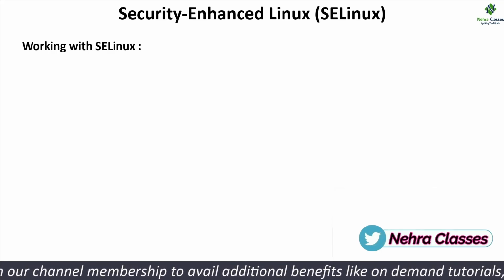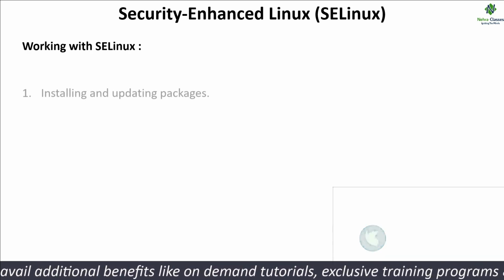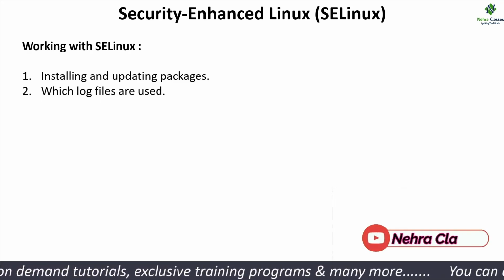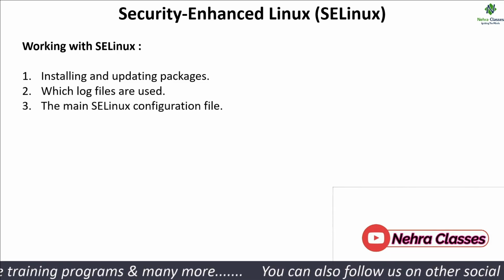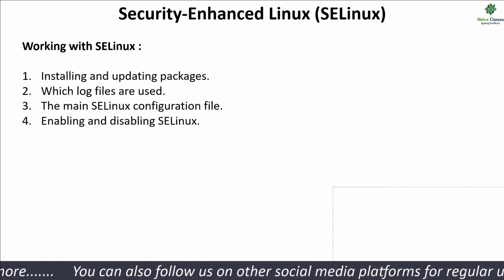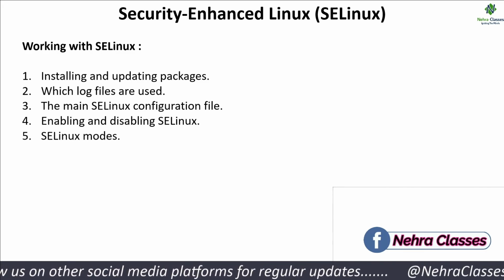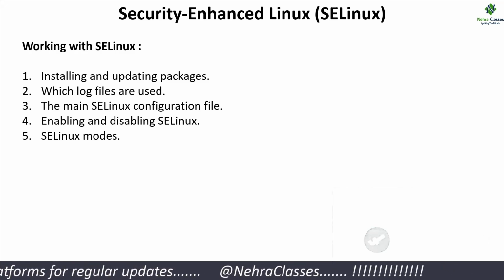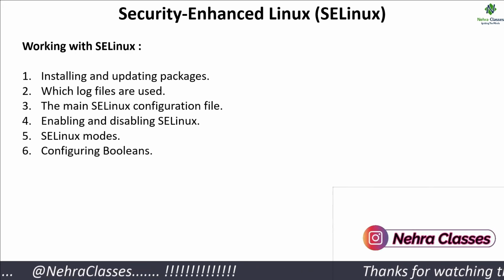Working with SE Linux. In this chapter, we will discuss the following points: installing and updating the SE Linux packages, which log files we use for the SE Linux logs. Then we will talk about the SE Linux main configuration file. Then we will learn how to enable and disable SE Linux permanently. Then we will talk about the different modes that we use in SE Linux. After that, we will learn how to configure the booleans.